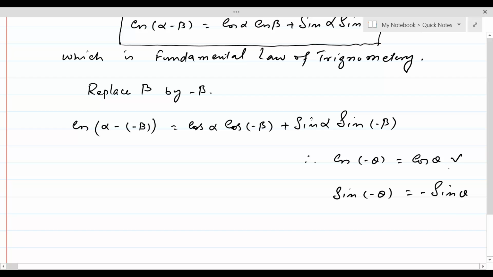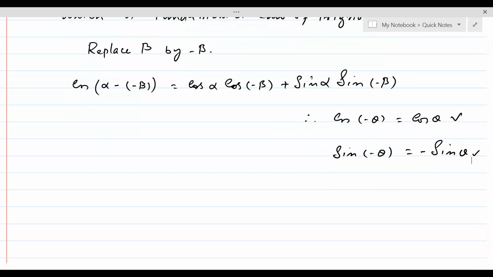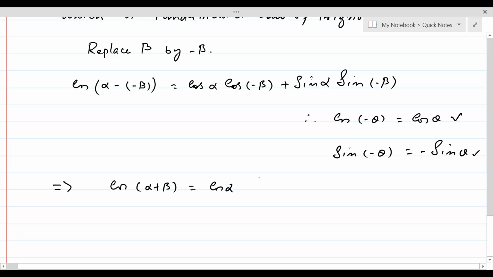Remember, cos is an even function and sine is an odd function. So this gives us cos of alpha plus beta equal to cos of alpha cos beta, with minus beta instead of beta. And that sine of minus beta will throw out the negative sign in front of that term. This will become minus sine alpha sine beta.